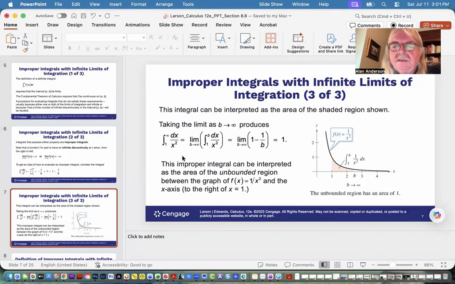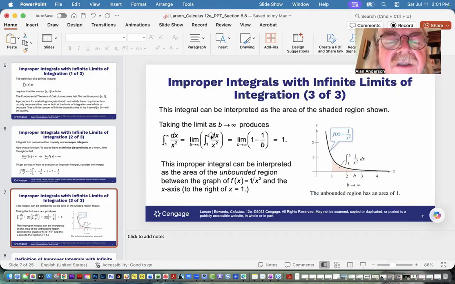Now, as b gets close to infinity, here's what this thing looks like. This is part of the function 1 over x squared. This is the first quadrant only. And so the integral from 1 to b is simply that shaded region. Okay, but if we continue to push that shaded region out to the right, how do we figure out that one?